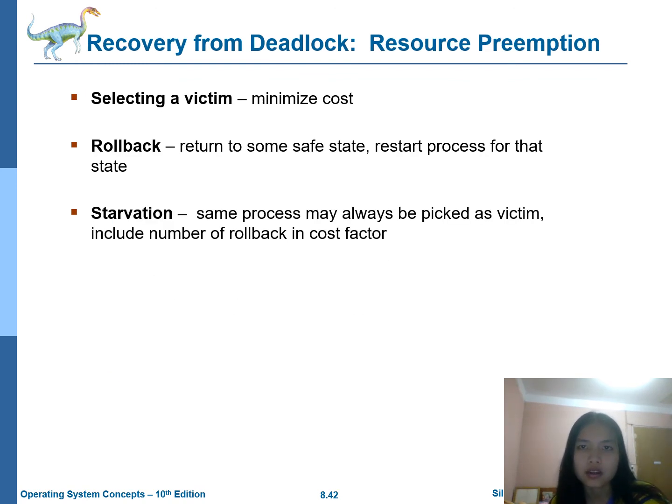Recovery from deadlock: resource preemption. Selecting a victim: minimize cost. Rollback: return to some safe state and restart the process from that state. Starvation: the same process may always be picked as victim, so include the number of rollbacks in the cost factor.